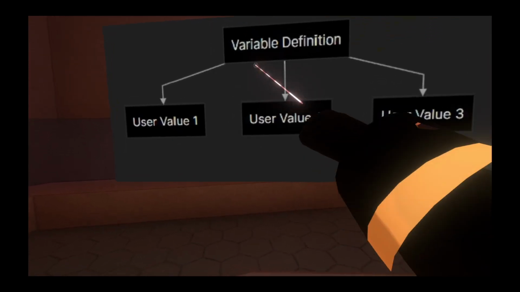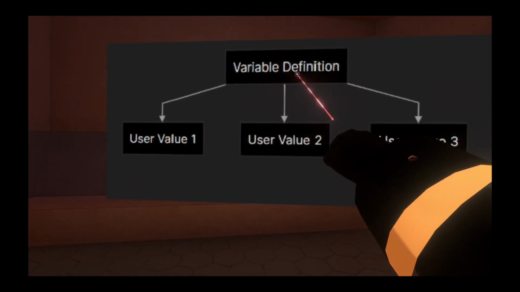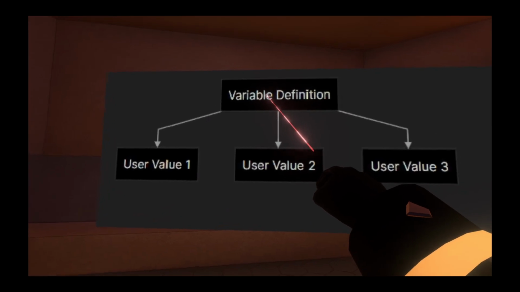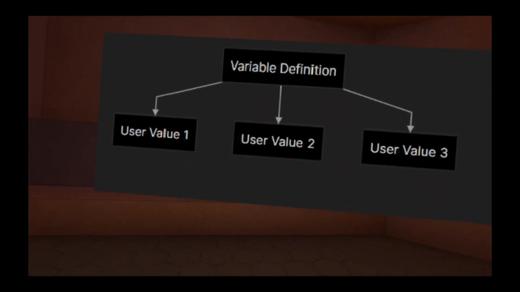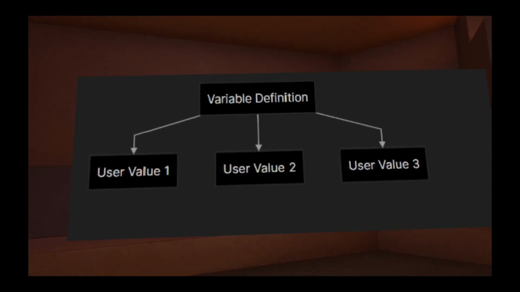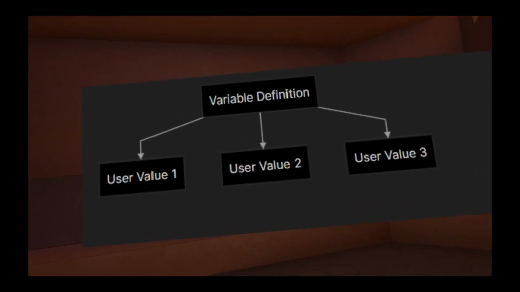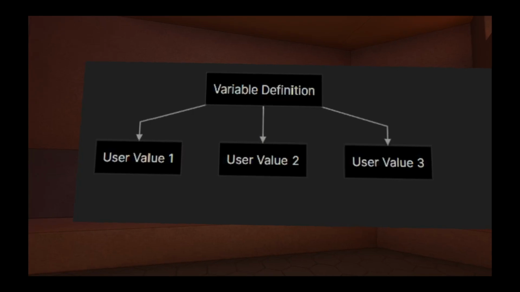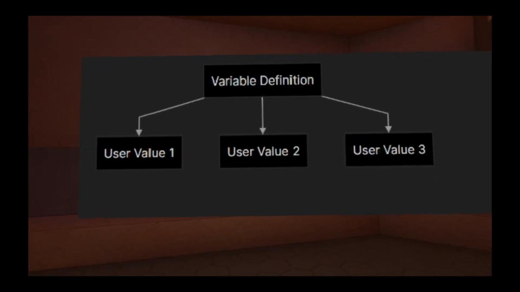So what we have at the top here is a variable definition. A variable definition is the settings about a variable. So its name, its data type, its permissions, etc. That is defined by the owner of the variable definition. And we'll talk about that more when we talk about how to create them or what a variable definition is.